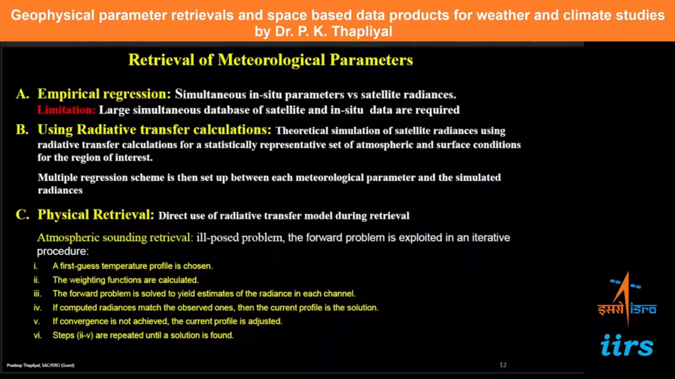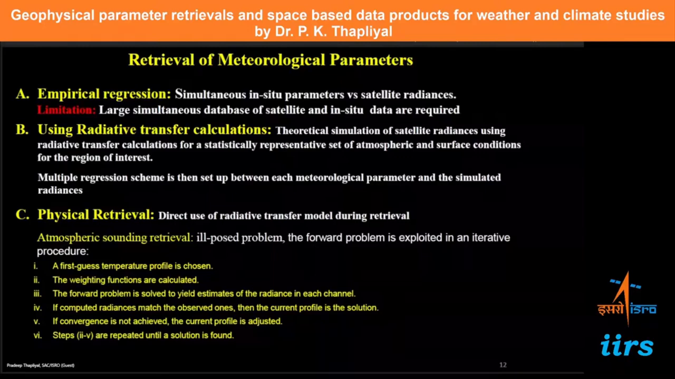Once you compute that brightness temperature using the radiation transfer model from the first guess profile, you match that with your satellite observation. If it is matching exactly with your satellite observation, then you can say that your first guess is the exact atmospheric state which you are looking for. Okay, and that is your final solution.